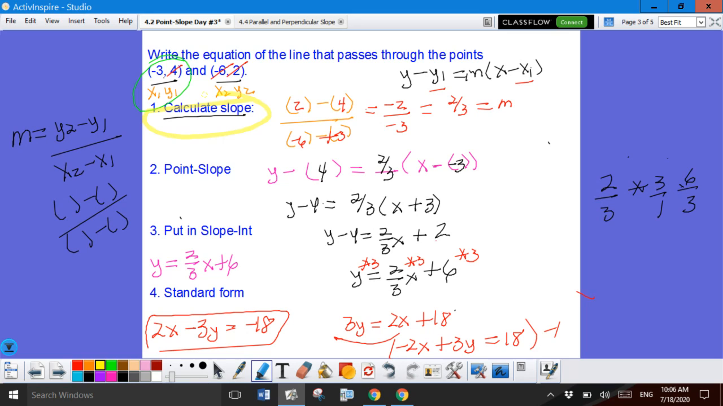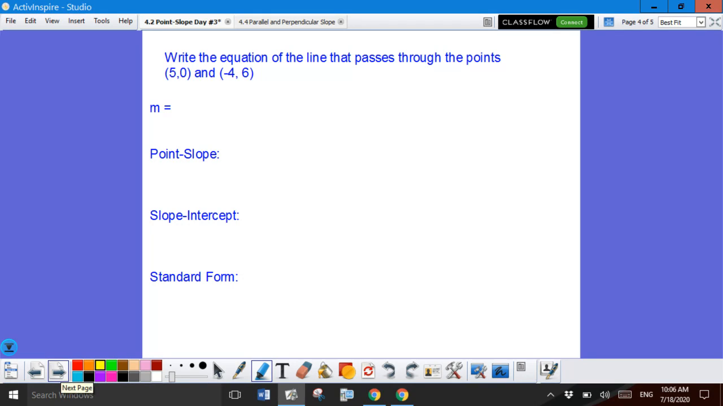Okay, that's the only new step. I have to calculate slope. I don't have slope, so I need to make use of the slope formula and go ahead and calculate it. All right, so let's go ahead and hit pause, and I want you to work through this problem. I want you to find your slope, put it into point slope, solve to y, and then take it to standard form. Let's see what you come up with.